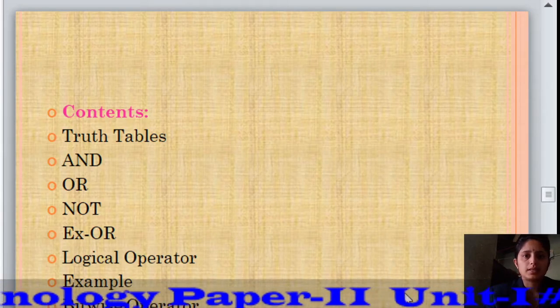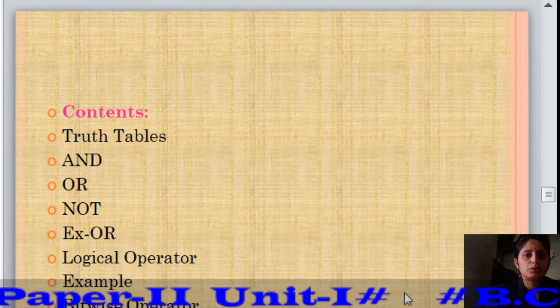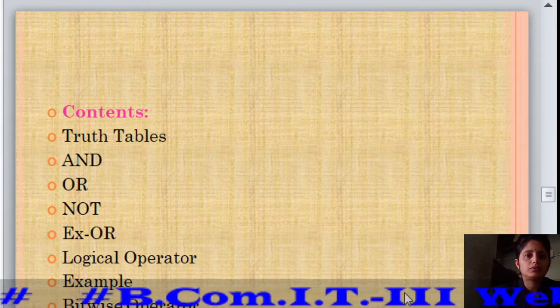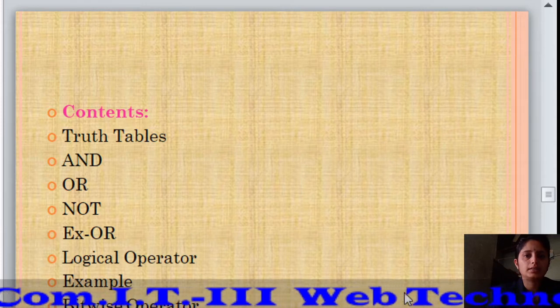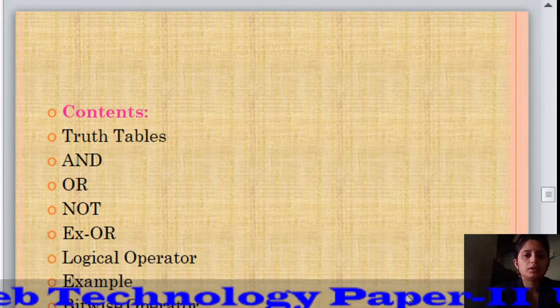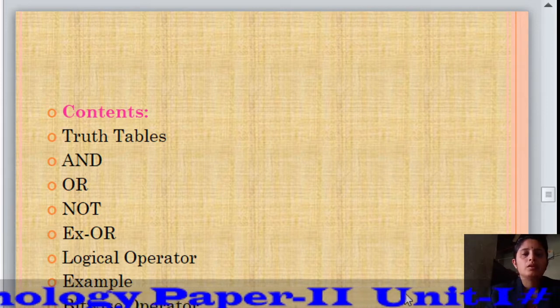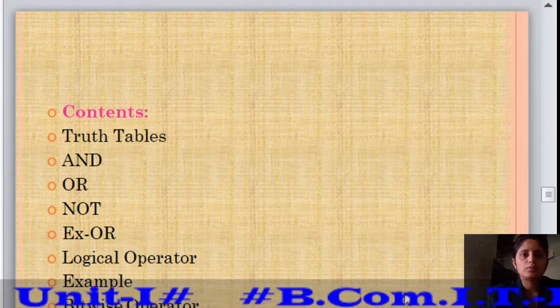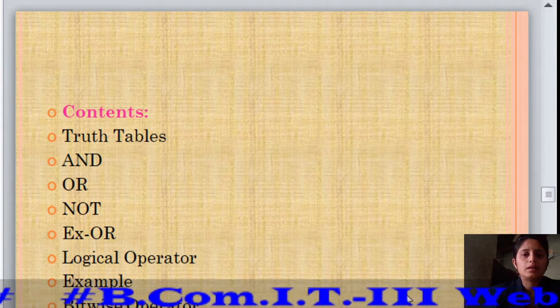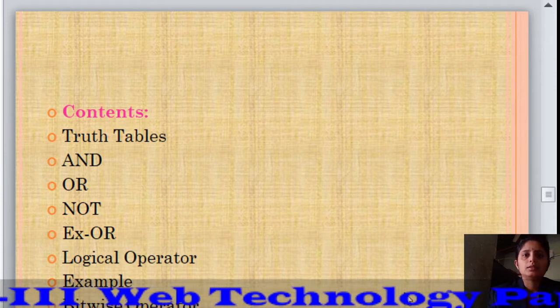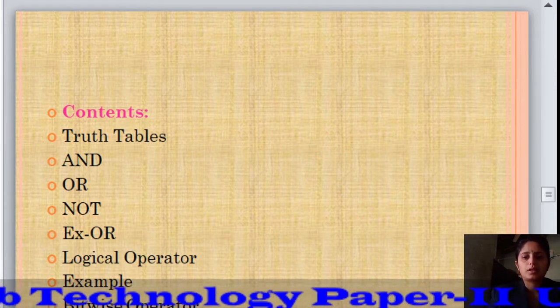Content for today's lecture. First is the truth tables. In truth tables there are four: the first one is the AND gate, second is the OR gate, third is the NOT gate, and fourth is the XOR gate. Next is the logical operators and examples of the logical operators, then bitwise operators and examples of the bitwise operators. So let's see the truth tables.